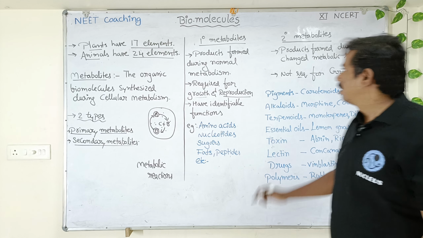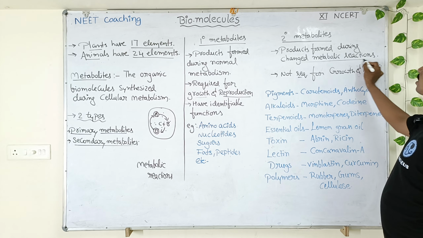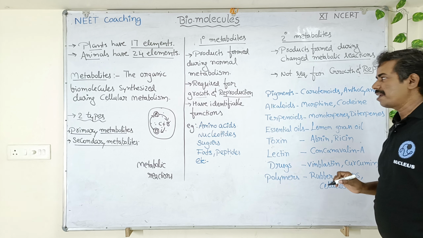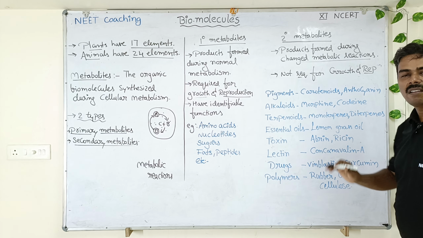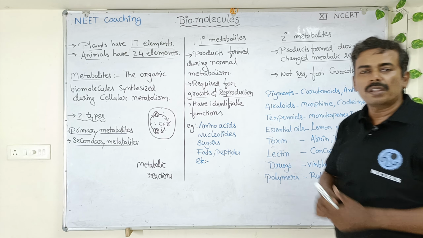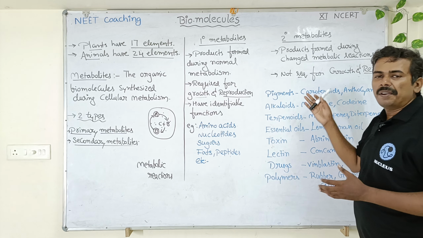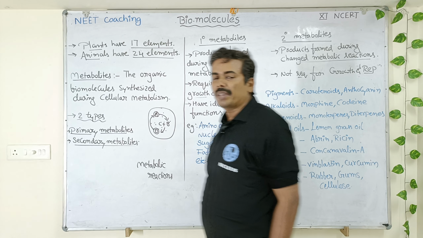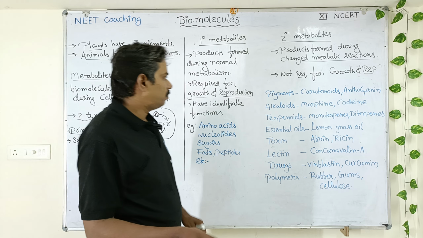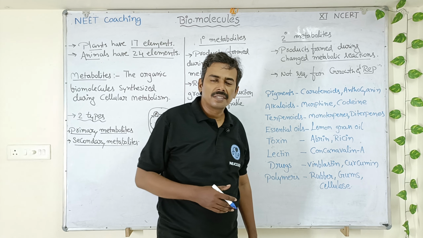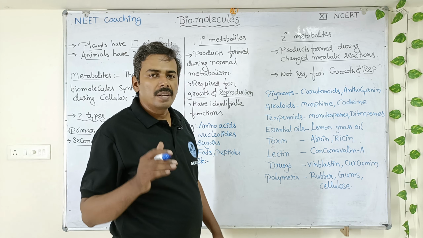Next, what are secondary metabolites? Look here. They are the products formed during changed metabolic reactions. And they are not required for growth and reproduction. They do not have any direct role in growth and reproduction of living organisms. There are plenty of secondary metabolites which we can see in the living cells. So look here, students, some of the examples given in the NCERT book. These are the secondary metabolites produced in plants.